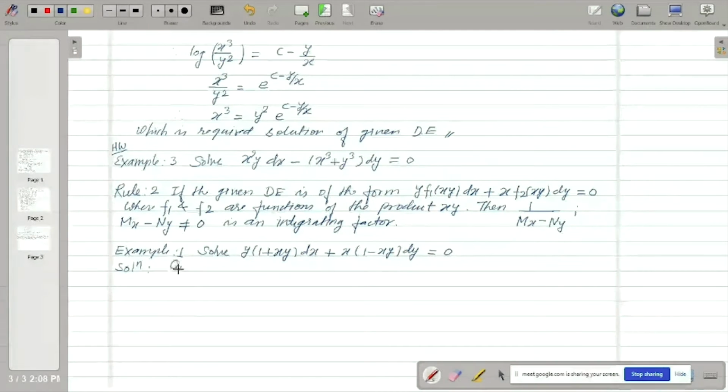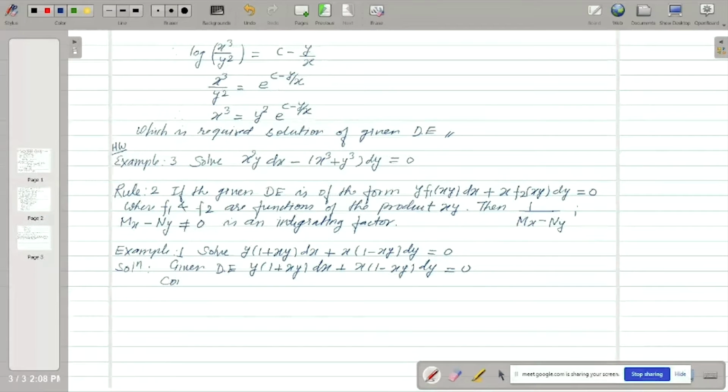So we write the given differential equation. What is given to you? y(1 + xy) dx + x(1 - xy) dy = 0. This is simply the given differential equation. Okay. Now, comparing the given differential equation with the standard form.